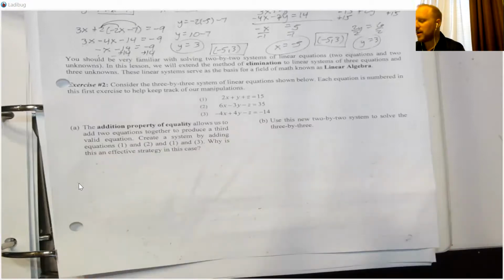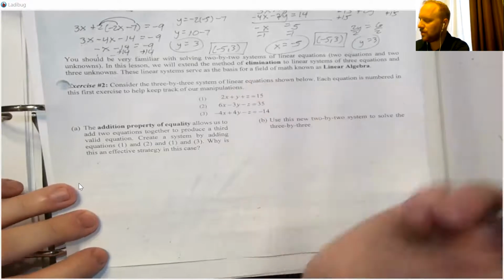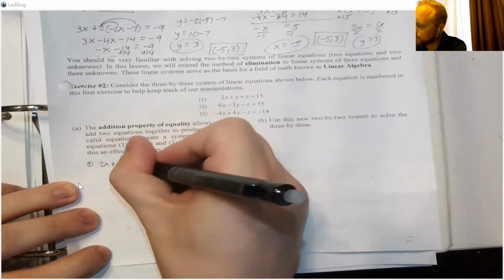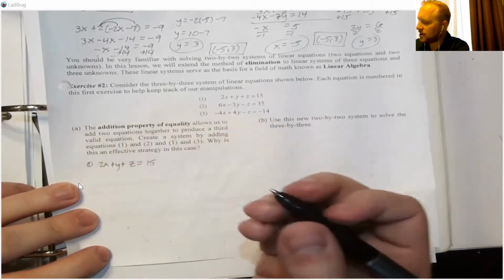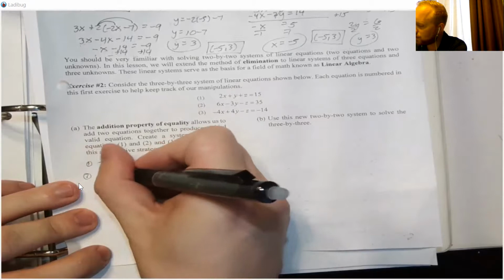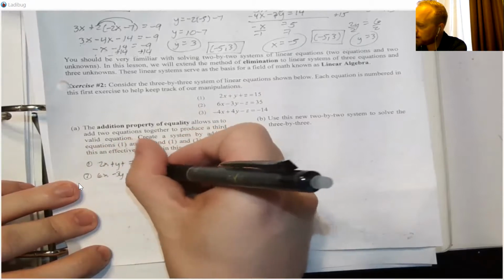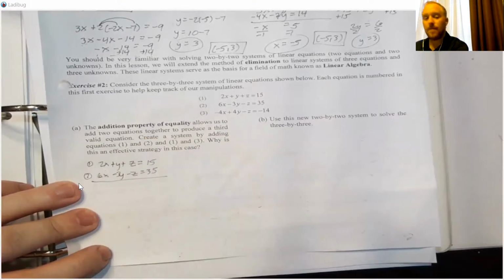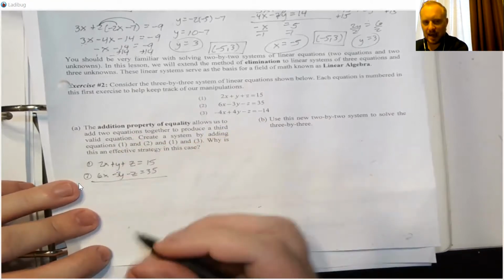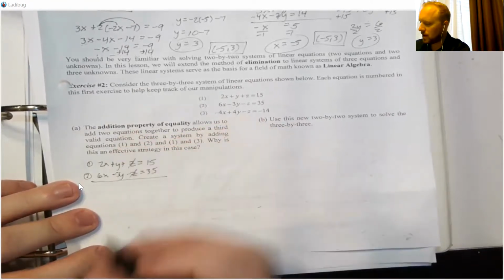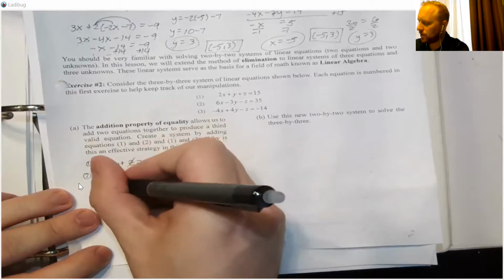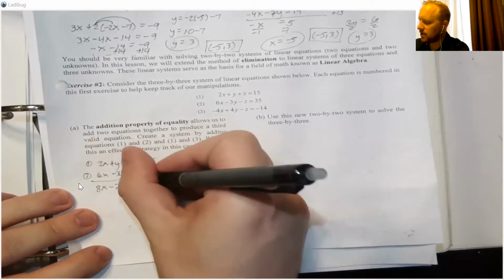Why is this an effective strategy? So we're going to take the first equation, 2x plus y plus z is equal to 15. Then we're going to take our second equation, 6x minus 3y minus z equals 35. We're choosing that as our effective strategy because it eliminates our z's. You notice we have a positive z and a negative z. So when we add down, we get 2x plus 6x is 8x, 1y minus 3y is -2y, and this equals 50.